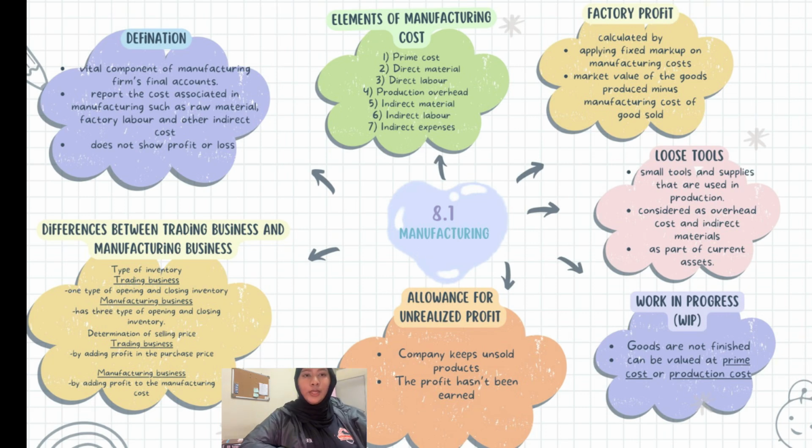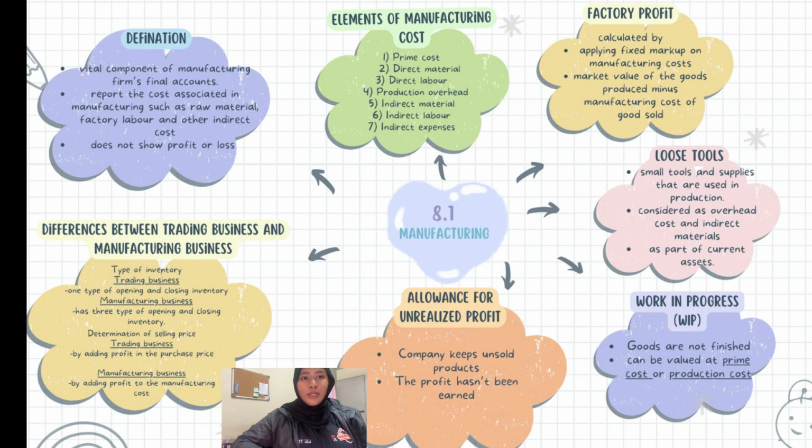The company will record this product at selling price, which includes the profits. But we haven't even got the profit yet because the goods are still unsold. So we need to remove the unearned or the unrealized profits from the account. So that is all for the first subtopic, which is manufacturing.